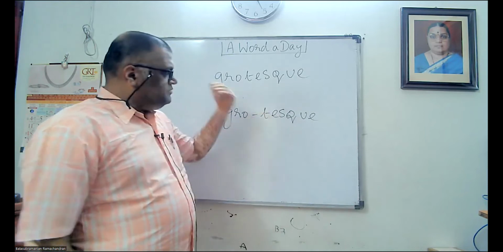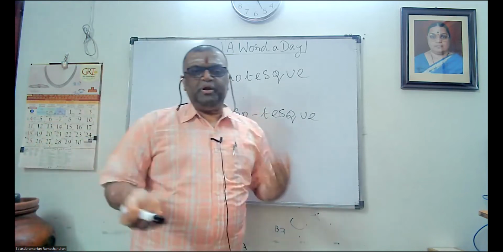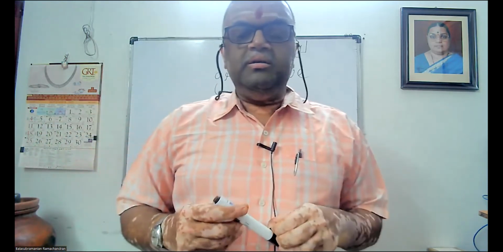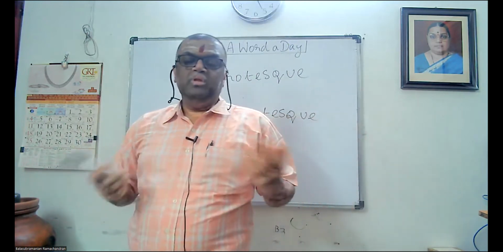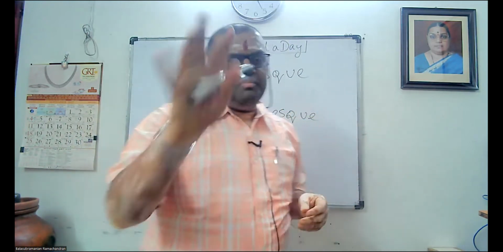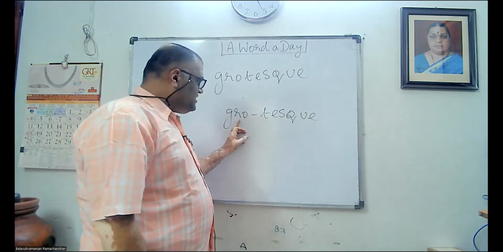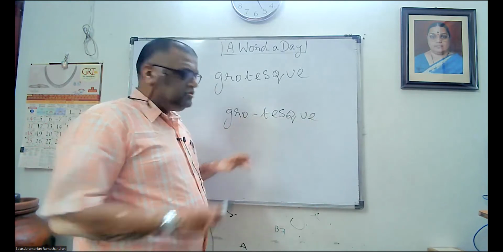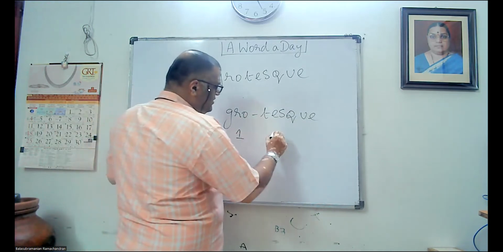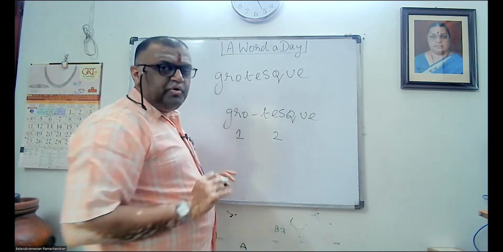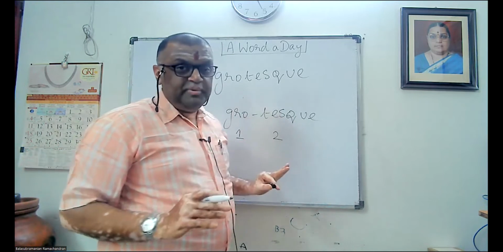So let me first pronounce, and then you will understand which syllable is stressed. Remember, there are only two candidates. There are only two syllables here. So this is syllable one, syllable two. Either the first syllable is going to be stressed, or the second syllable is going to be stressed. Now observe.